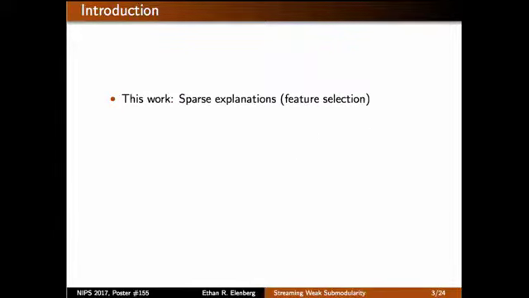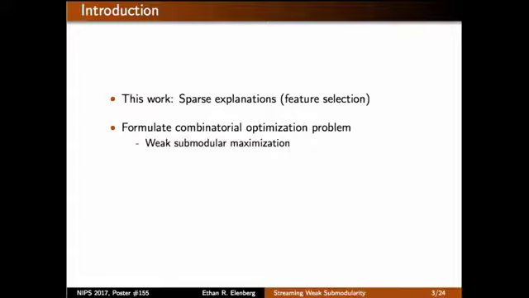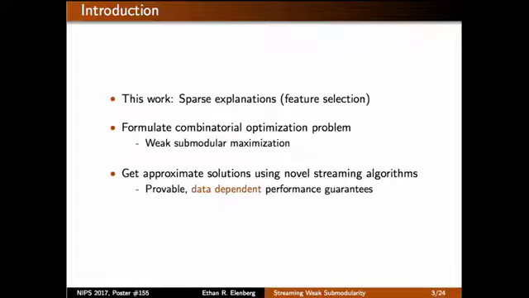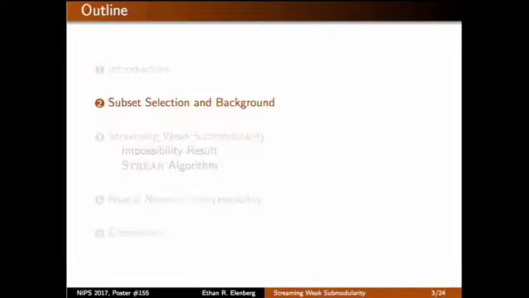So in this paper, we study sparse explanations as a way to make a given model more interpretable. This can be thought of as a kind of feature selection. Specifically, we define a combinatorial optimization problem which fits in the framework of weak submodular maximization, and design simple streaming algorithms to obtain approximate solutions with provable, data-dependent performance guarantees.